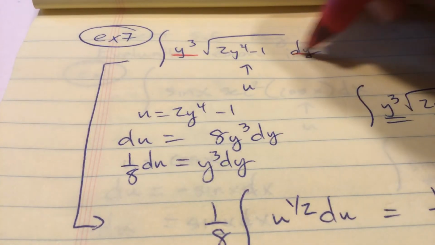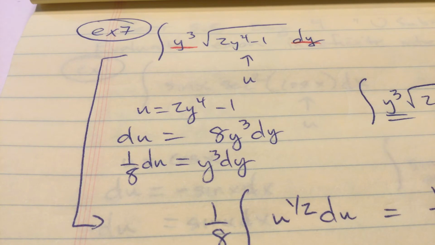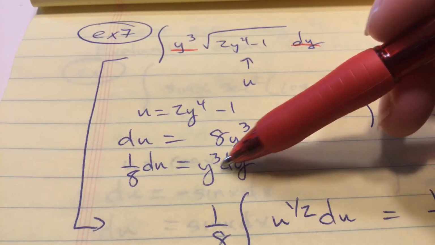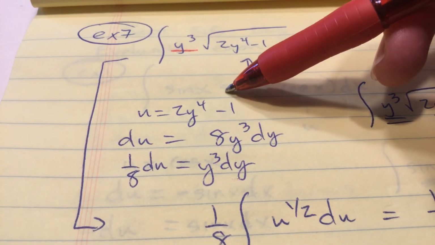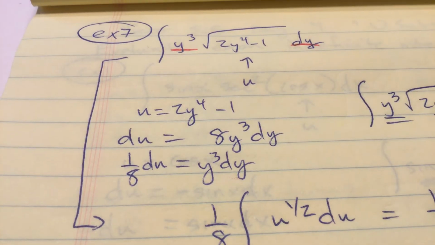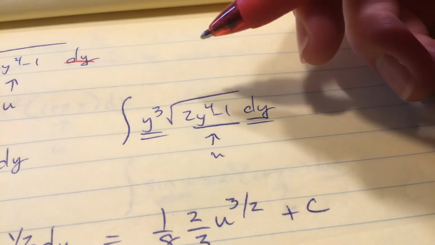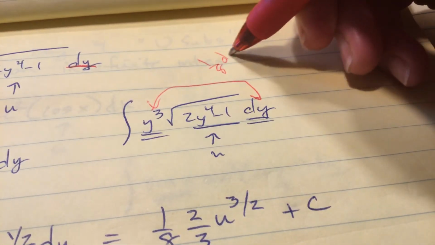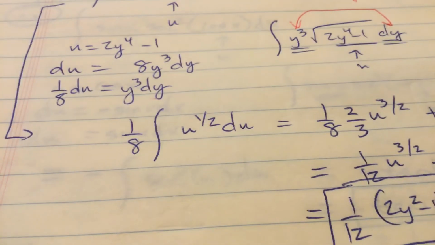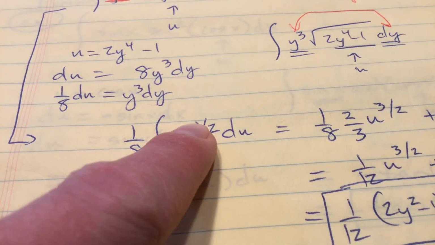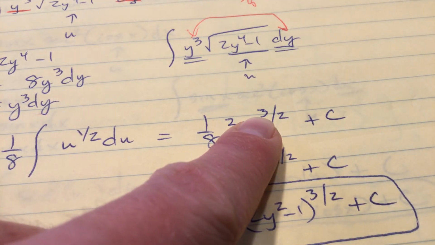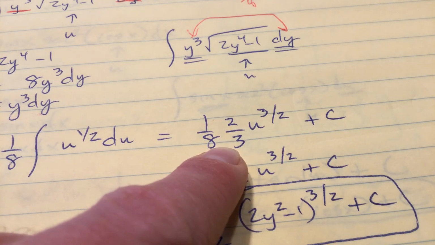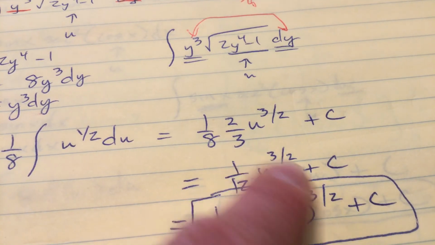Well, I have y to the 3rd dy, so all I have to do to get y to the 3rd dy is divide both sides by 8, or multiply by a 1/8, and then boom, I got what I need. So there'd be a 1/8 on the outside, and then u would be raised to the 1/2. Again, this right here would represent 1/8 du. All right, so it'd be 1/8 u to the 1/2 du. And 1 power up divided by the new power, or multiplied by 2/3. That'd be a 1/12 u to the 3/2 plus c.